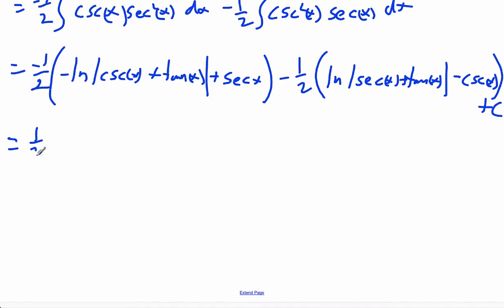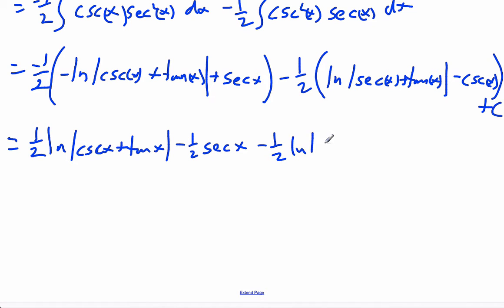So this is half ln cosecant x plus tan x minus half secant x minus half ln secant x plus tan x plus half cosecant x plus c.